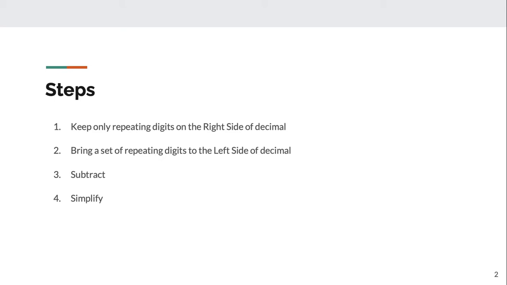Step number 1 is to keep only the repeating digits on the right side of the decimal. Step number 2, we need to bring a set of repeating digits to the left side of the decimal. Step number 3 is subtraction. Step number 4 is to simplify. Let's see how these steps work with a few examples.